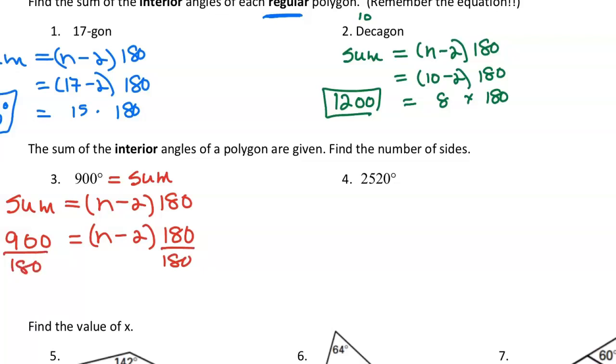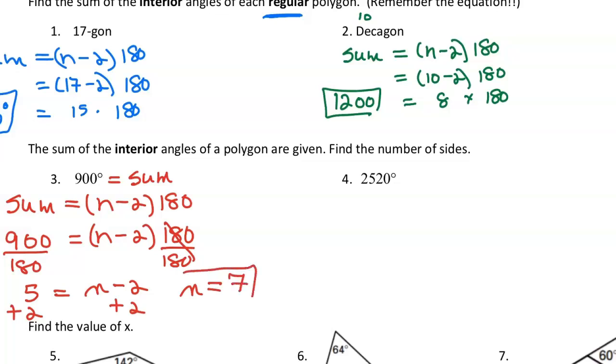And when I divide 900 by 180, what do I get? So grab your calculator, because you're going to need a calculator for this assessment. And 900 divided by 180 gives me 5. Okay? So 5 equals n minus 2. I'm looking for n. Excuse me, not n minus 2. So to get n by itself, you're going to add 2, and you're going to add 2. So n will be 7.